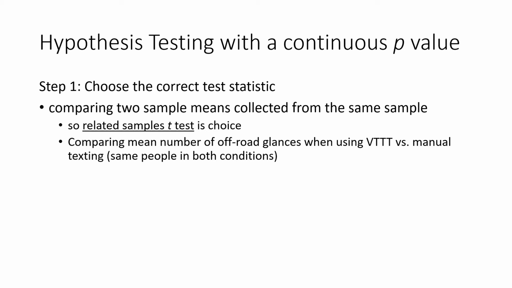In this scenario, we've got, again, people driving a simulator, but they're going to be driving the simulator twice, right? They're going to be driving it once using the voice-to-text technology to reply to texts, and in the other condition, they're going to be using a standard keyboard manual texting method to respond. So again, the same people are in both conditions, and so that makes it a related samples t-test.